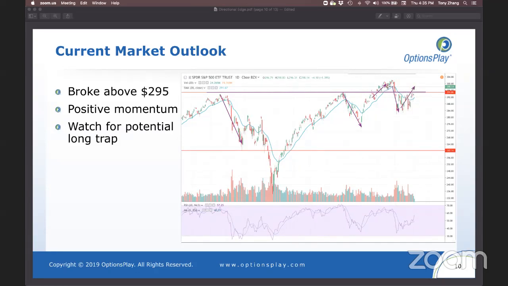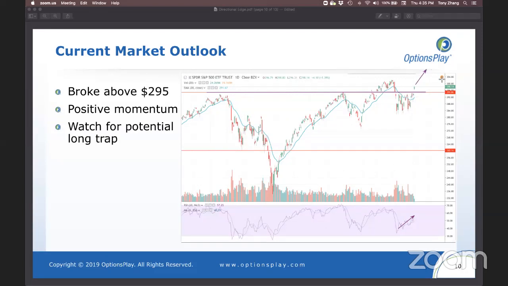We had a bit of a trap here where it trapped a lot of people going long into the market and then quickly reversed lower. So we've got this move up higher again. Be careful on this because this move, as you can see, happened on relatively low volume. But the fact that the RSI is not nearly oversold is probably supportive of a move higher here.